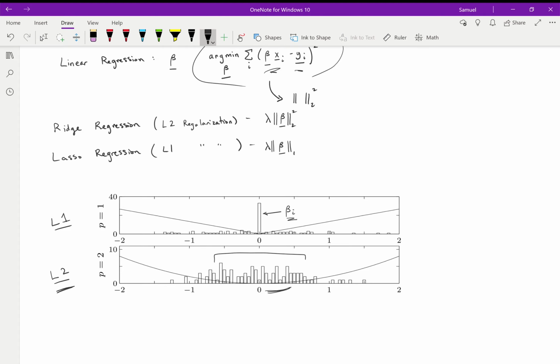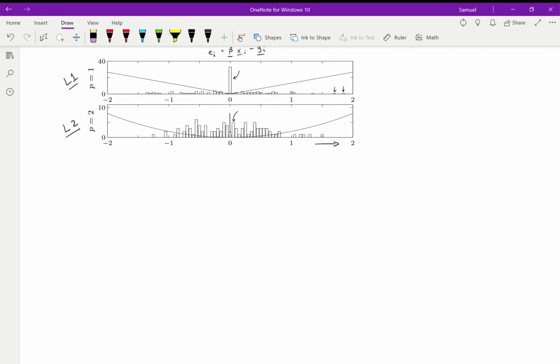Another thing to note is in L1 regularization we have these pretty large values over here, whereas in L2 regularization we would gain a pretty significant penalty for values that are that far away because of the fact that it's squared. The final thing I'm going to talk about is what is called a norm ball.